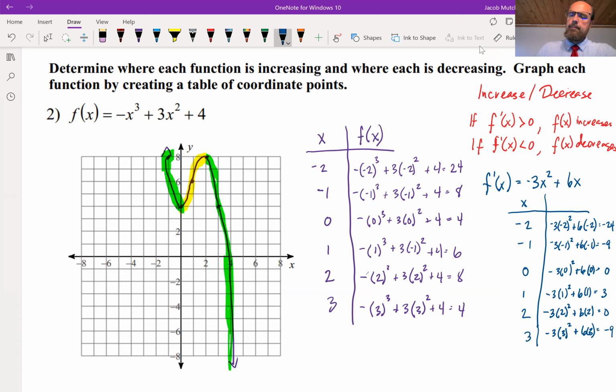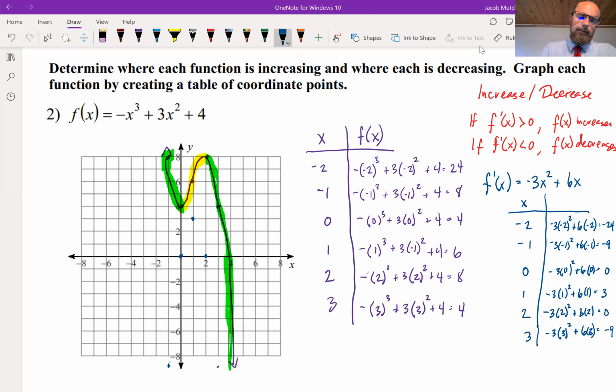So we can see that quadratic symmetry. And we'll go ahead and plot that function just so we can see how it looks. So at negative 1, it's negative 9. That's a little off my graph, but I can approximate it. 0, 0, 1, 3, 2, 0, and then again 3, negative 9.